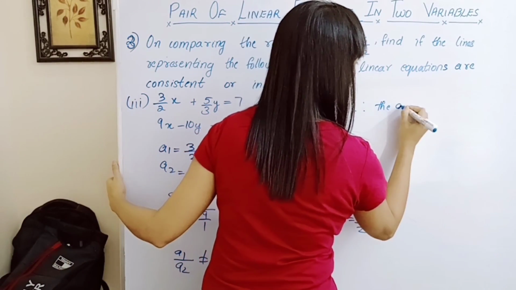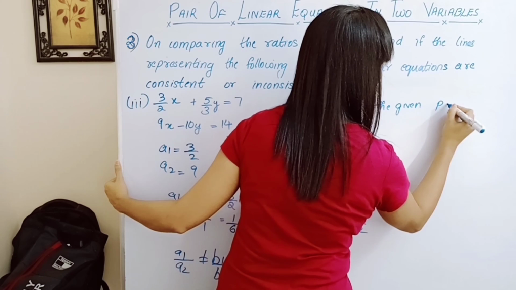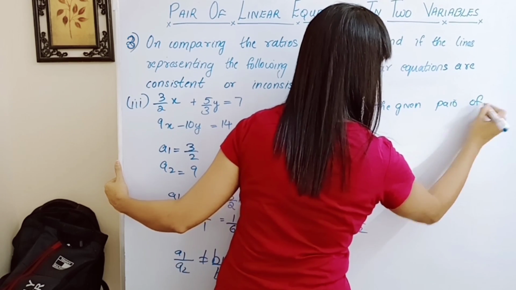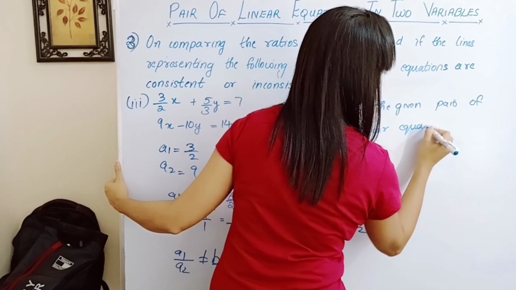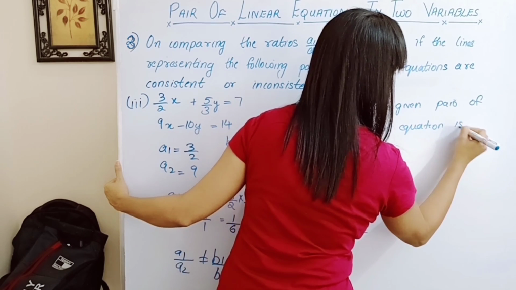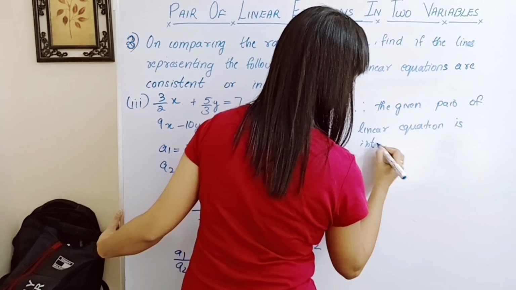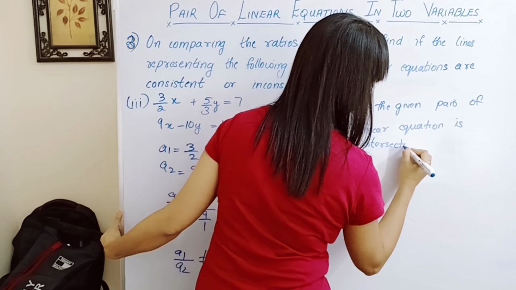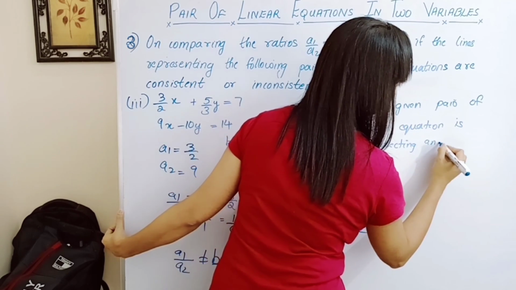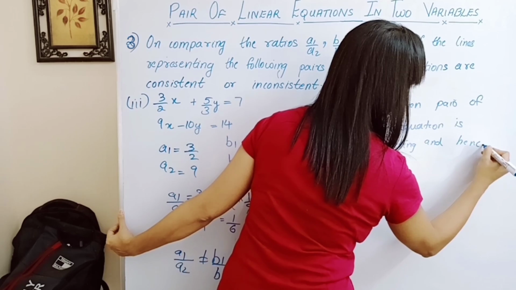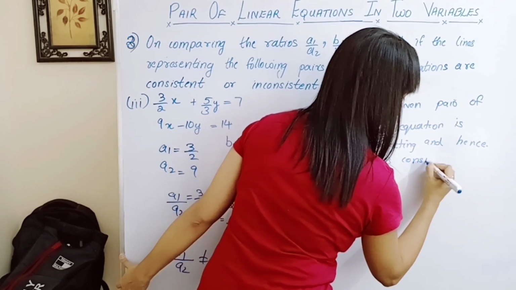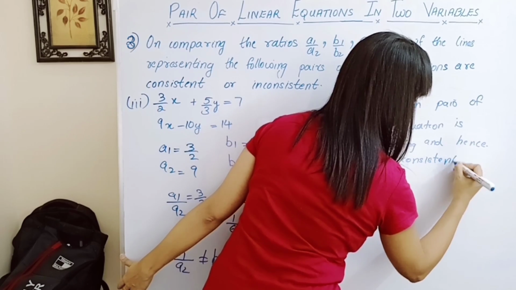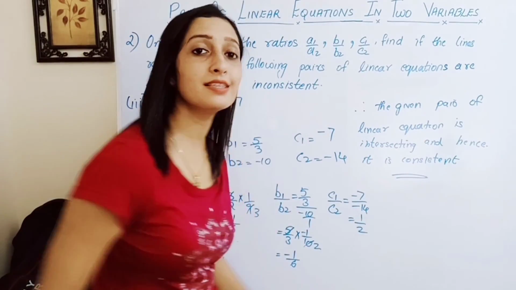Therefore, the given pair of linear equation is intersecting and hence it is consistent. And this is our answer.